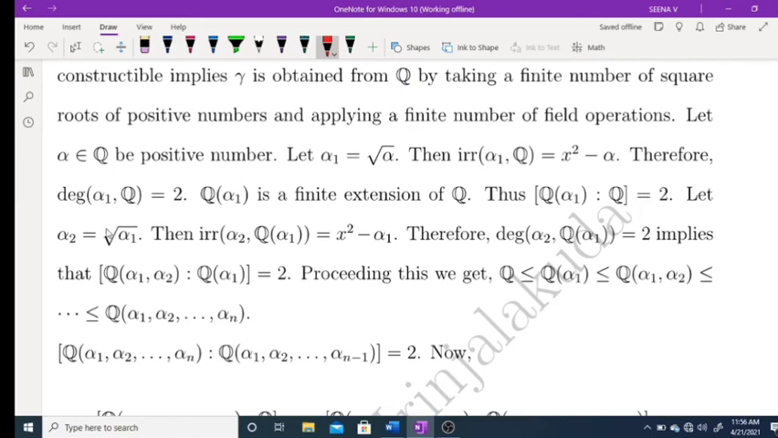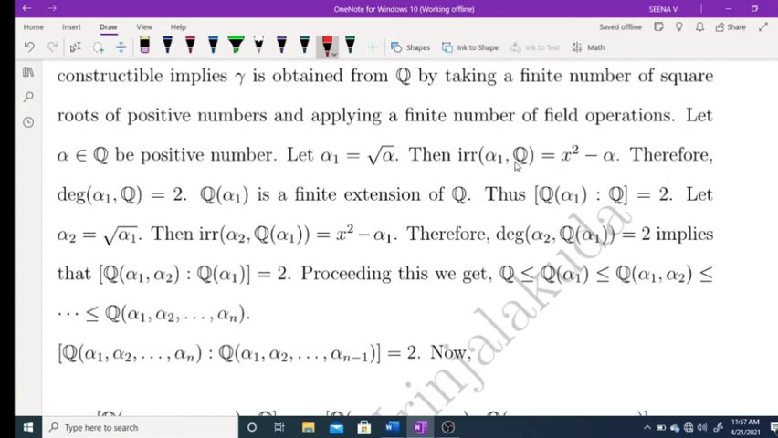Now, let alpha 2 equal root of alpha 1. Then the irreducible polynomial of alpha 2 over Q(alpha 1) is x square minus alpha 1. Okay, alpha 2 is root alpha 1, therefore alpha 2 square is alpha 1. The irreducible polynomial over Q(alpha 1) is x square minus alpha 1. Therefore, the degree of alpha 2 over Q(alpha 1) is 2.